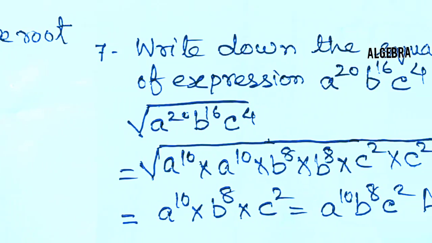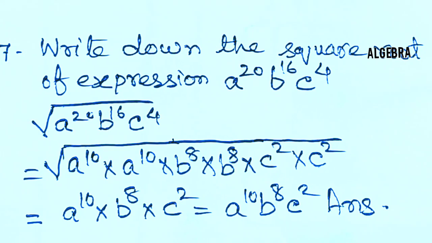7. Write down the square root of expression a^20 b^16 c^4. The square root of a^20 b^16 c^4 is equal to the square root of a^10 into a^10 into b^8 into b^8 into c^2, which is equal to a^10 into b^8 into c^2, which is equal to a^10 b^8 c^2.